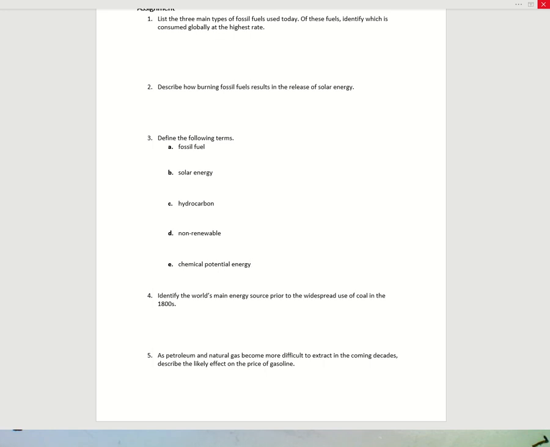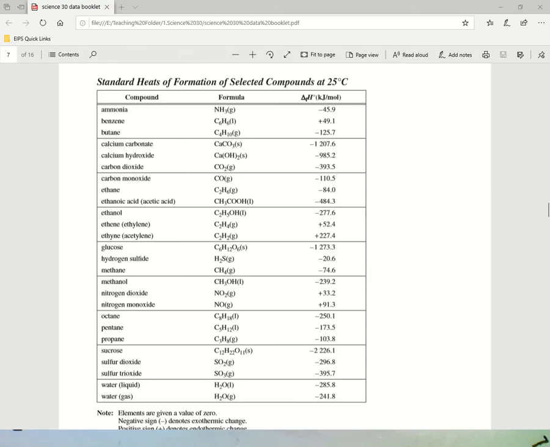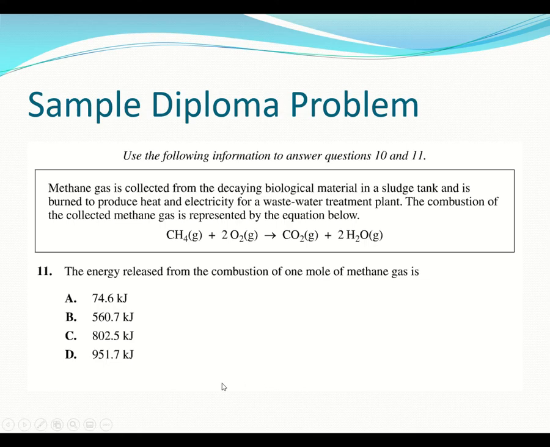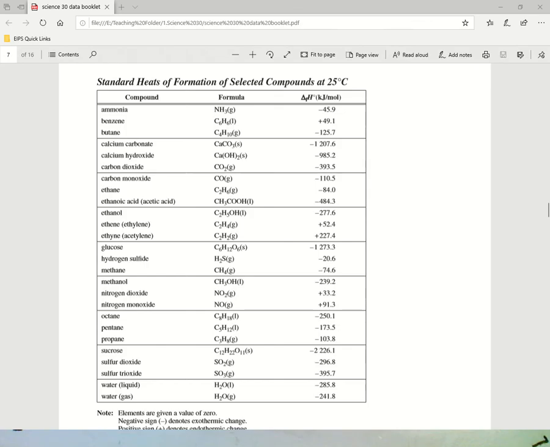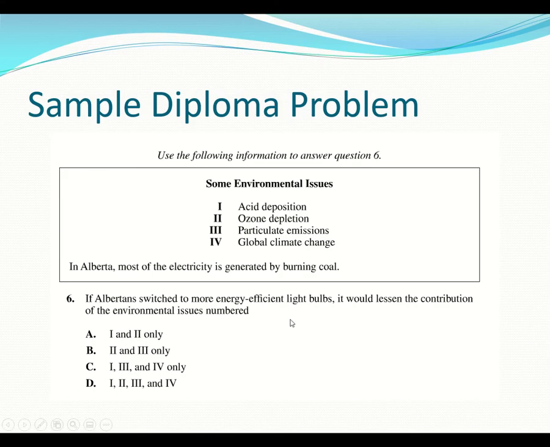Okay, so let's do this sample diploma problem. Sorry. There we go. Let's do the sample diploma question here. So methane gas is collected from, what's going on here? Sorry, this is the wrong question. That was like the stuff we were doing today. I was like, hey, there we go. This is the right question.